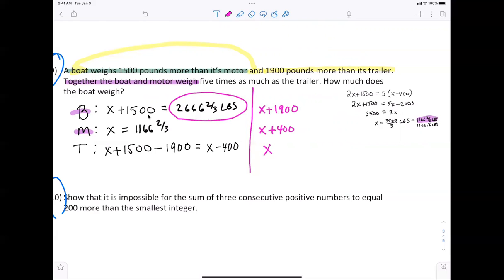Give yourself a nice check all the way through. That's exactly correct. You could set it up just like that. It would be no different.